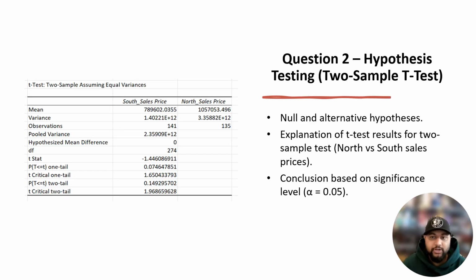Then we have question two, hypothesis testing. So we performed a two-sample t-test to compare house prices between the north and south regions. The null hypothesis assumes no significant difference between the regions, with a p-value of 0.149, which exceeds the 0.05 significance level. We fail to reject the null hypothesis. This means there is insufficient evidence to conclude the house prices differ significantly between the north and south regions.